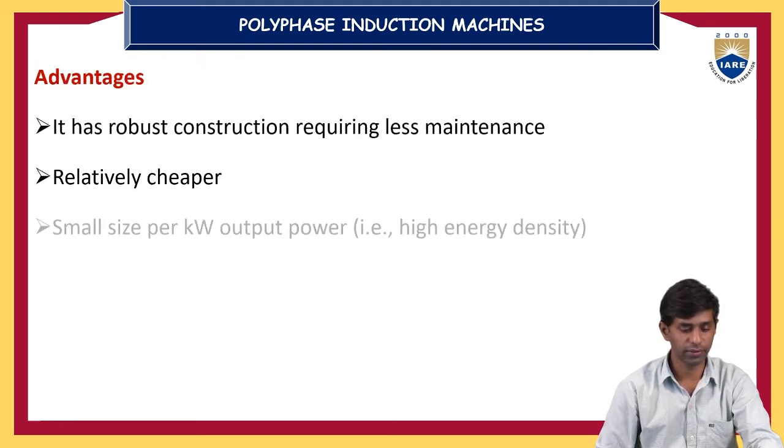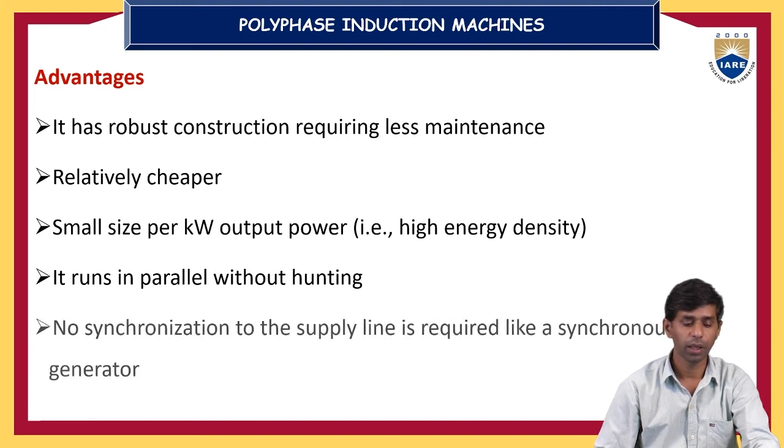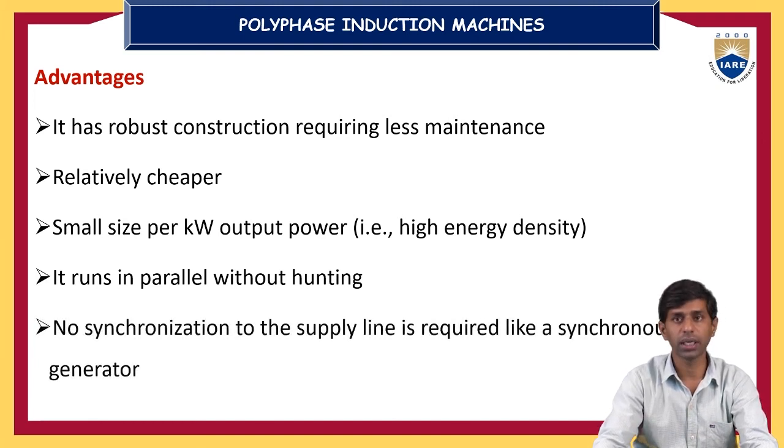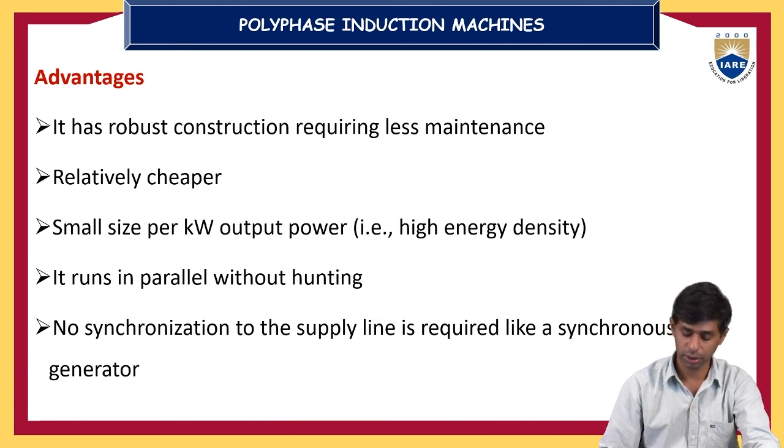And there are several advantages of the induction generator. It has robust construction, requires less maintenance, is relatively cheaper, has small size per kilowatt output power, and it runs in parallel without hunting. Like in the case of synchronous machines, we have a hunting effect, but in induction machines we don't have it. That is, the induction generator can work without hunting effect. No synchronization to the supply lines is required like a synchronous generator.